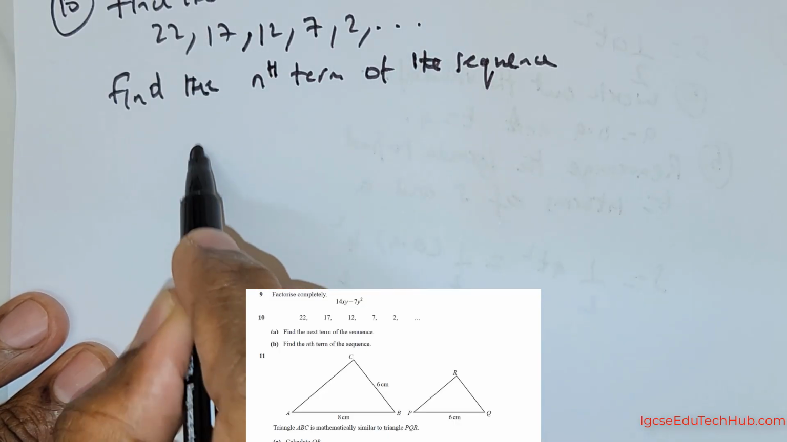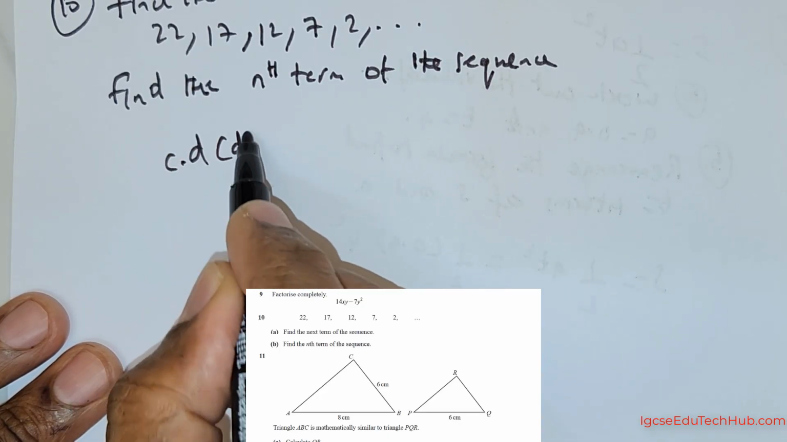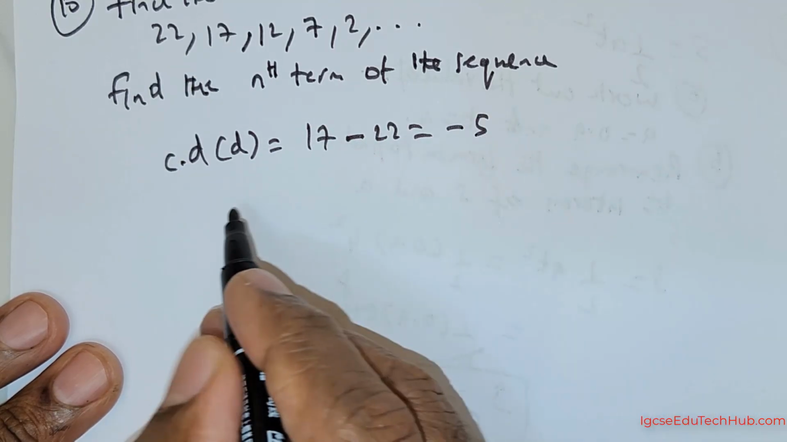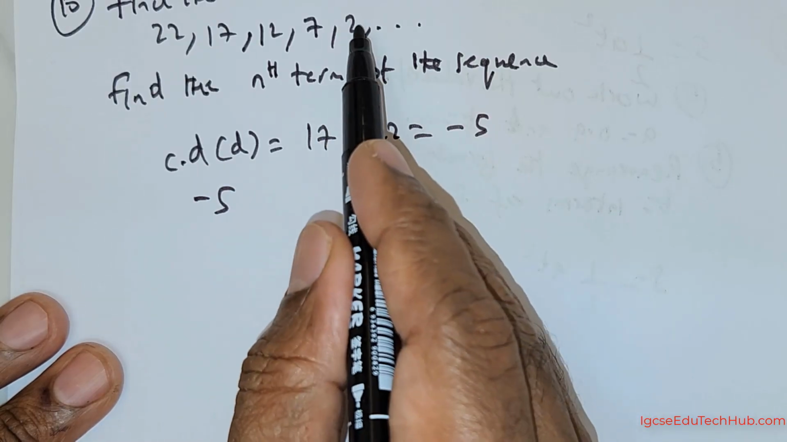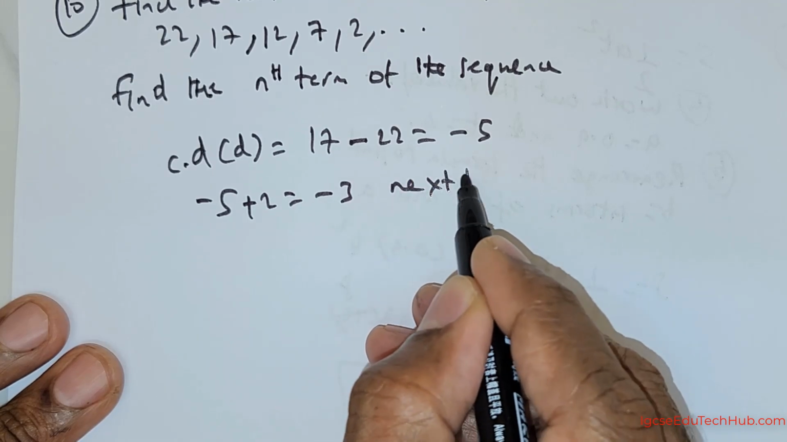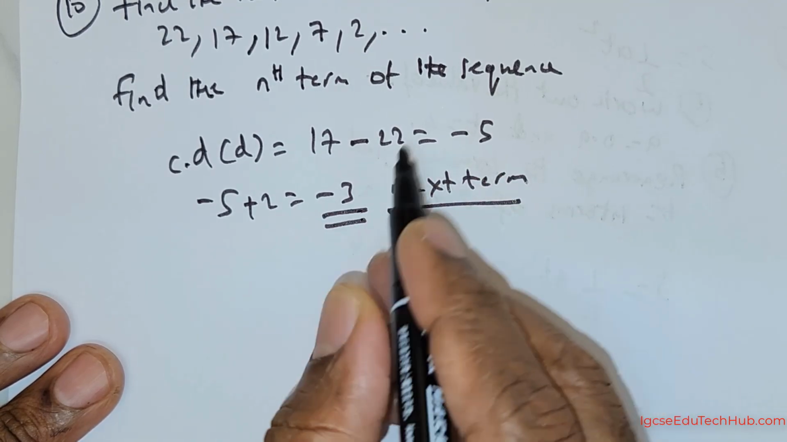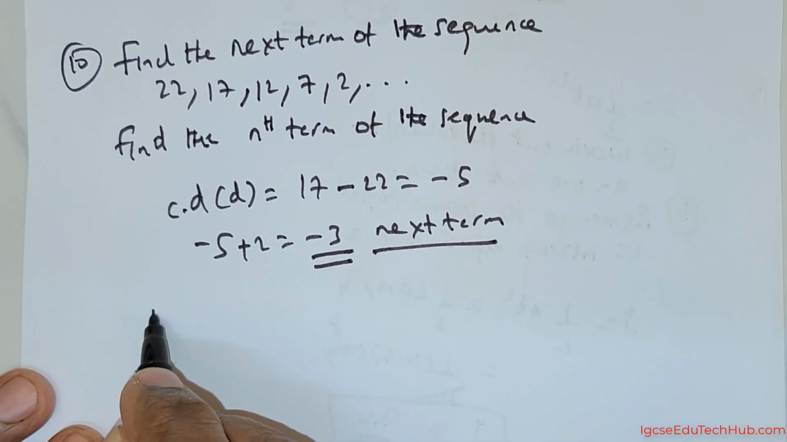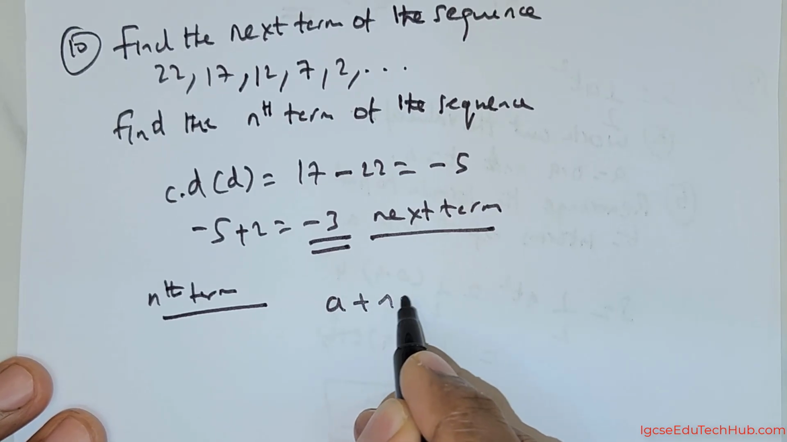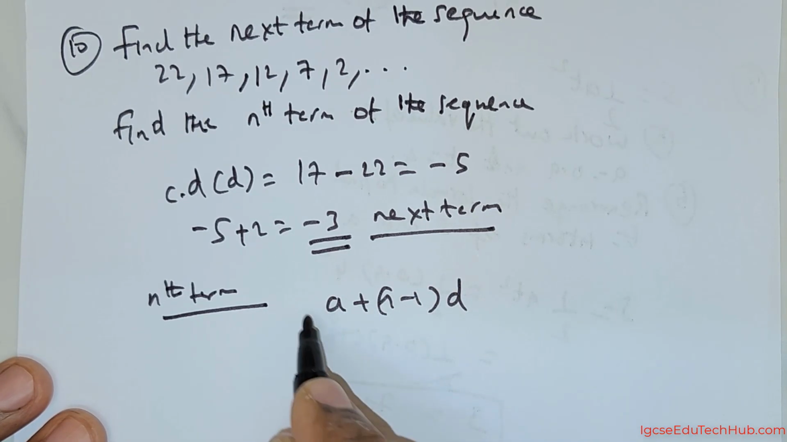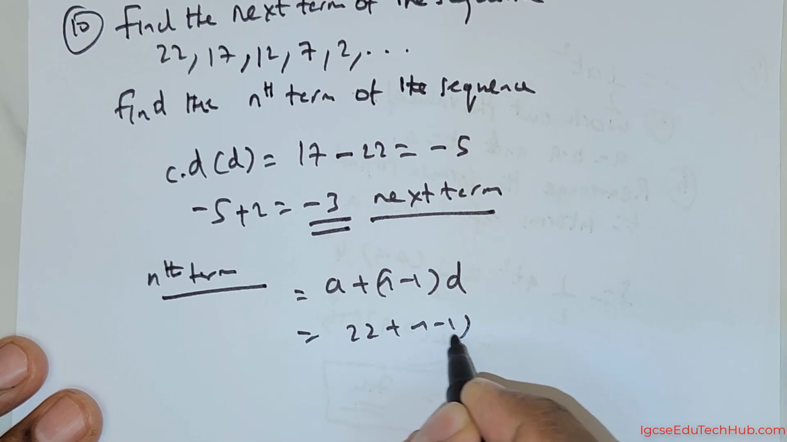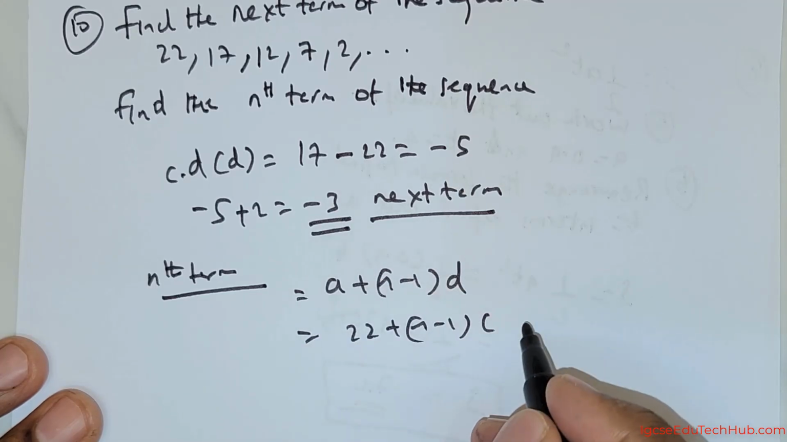So for the first one you need to find the common difference, which is given by 17 minus 22, which is equal to negative 5. Now take negative 5 and add it to 2. That will be the next term. Okay, so negative 3 is the solution. Now for the nth term, it is given by the formula a plus n minus 1 times d. Now the first term is 22. n minus 1, common difference is negative 5.